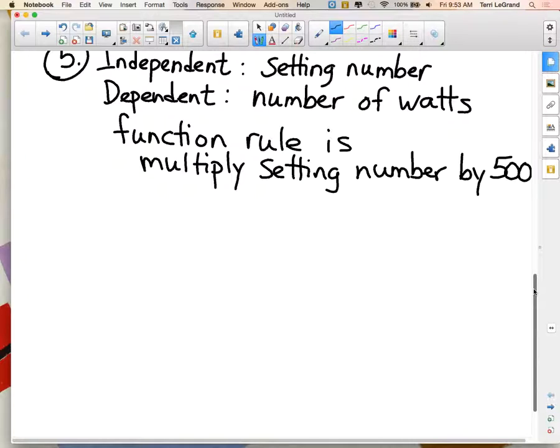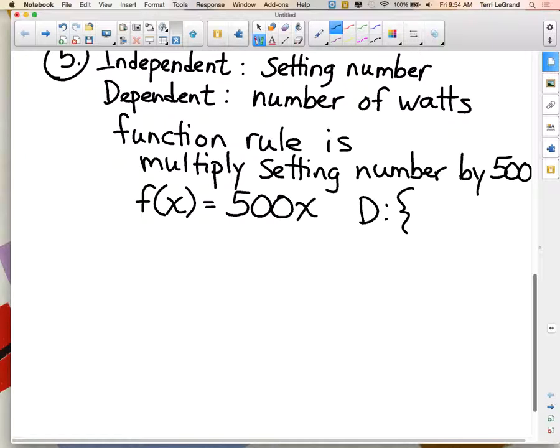Benton. f of x is equal to 500x. f of x equals 500x. Okay, there's our equation. Well then, what we have to decide is what would be a reasonable domain for this. In other words, since we have to find the reasonable domain and range, we've got to have some input values, don't we? So the first thing is to figure out a reasonable domain. What do you think we could use for a domain for this particular situation? What options do we have for setting number?